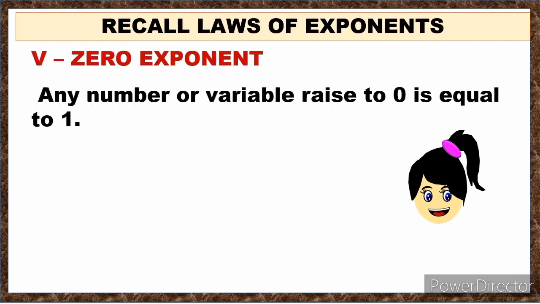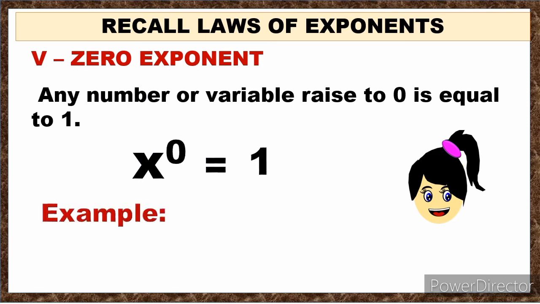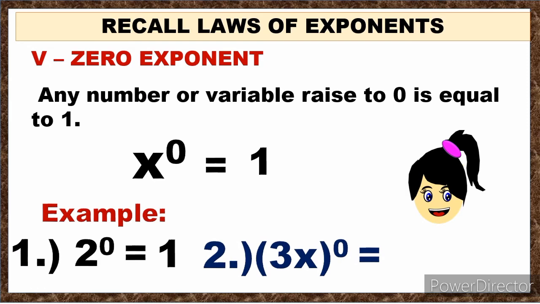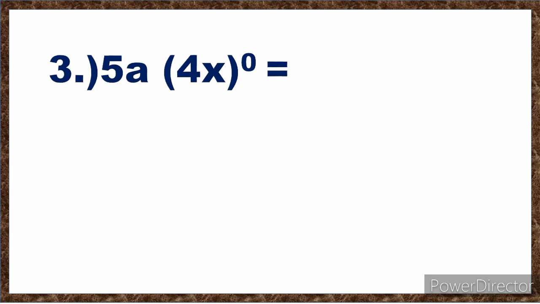Okay, so next, zero exponent. Any number or variable raised to 0 is equal to 1. So, x raised to 0 equals 1. Example, 2 raised to 0 is 1. Number 2 example, 3x raised to 0 equals 3 raised to 0, x raised to 0, then it is equal to 1 dahil naka-parenthesis siya. Kahit anong number o variable, basta nasa loob siya ng parenthesis at naka-raise sa 0, equals 1.